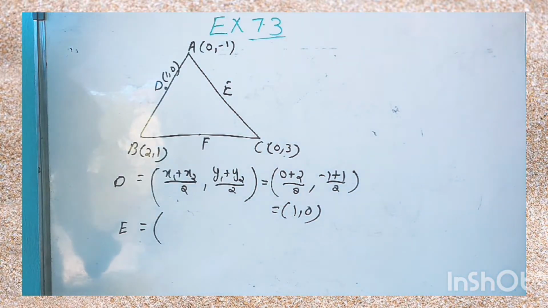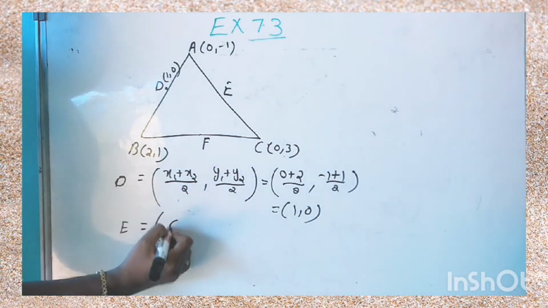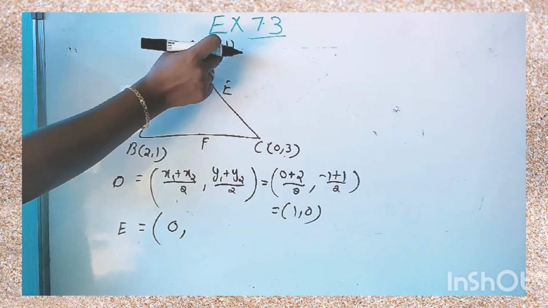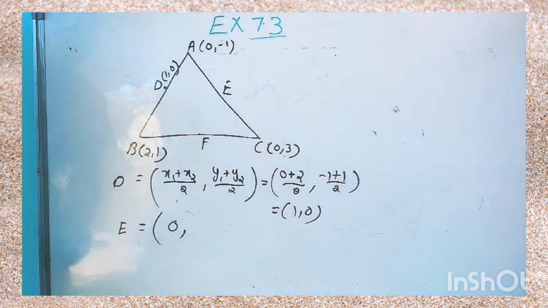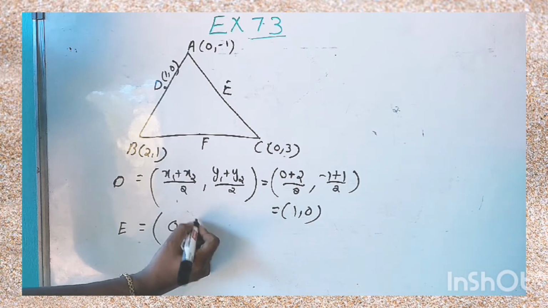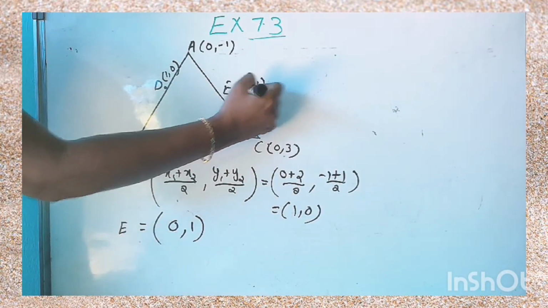So (x1 + x2)/2, you will get it as (0 + 0)/2, that is 0, comma. Now (y1 + y2)/2, that is (-1 + 3)/2, that is 2 by 2, which is 1. So the coordinate of E is the ordered pair (0, 1).